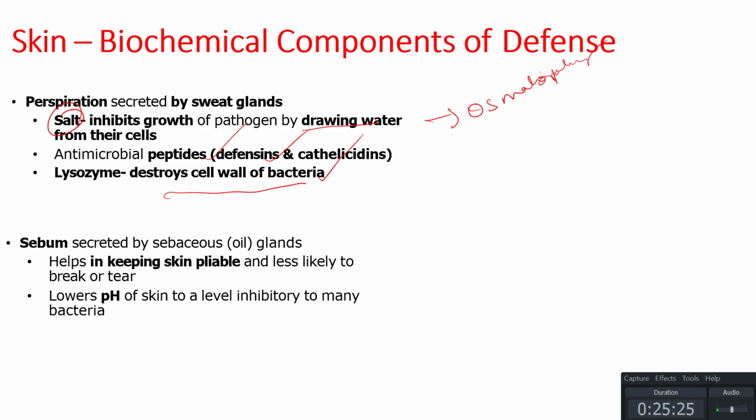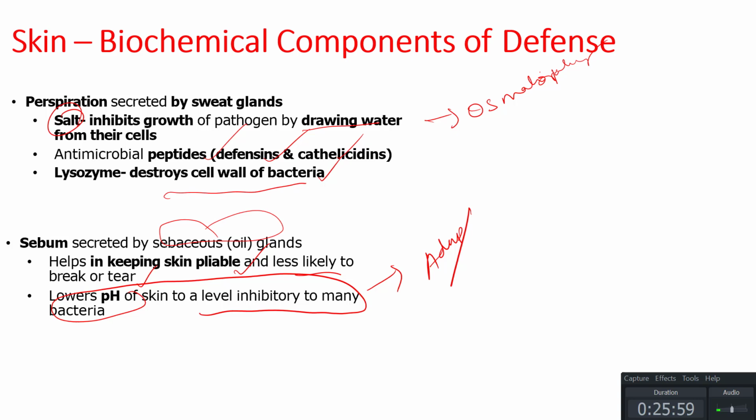So as I already told, we will be secreting so much of sebum. Some people will be having oily skin or everything. That is a really good thing for them because that forms an innate immunity, that forms a layer to remove the bacteria or any other pathogen from the body. So that's secreted by the sebaceous glands. So that helps in keeping skin pliable and less likely to break or tear. It also lowers the pH of the skin to a level inhibitory to many bacteria. That's why we are not having multiple infections. So these are the layers of innate immunity in terms of the physical barrier.